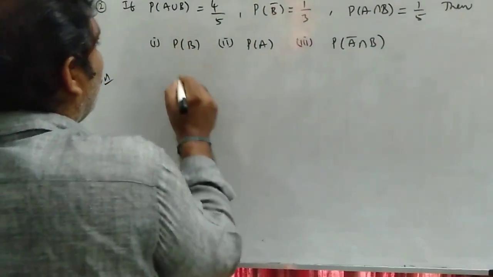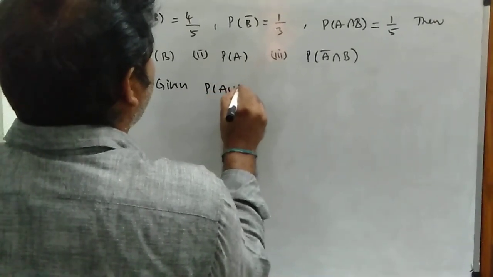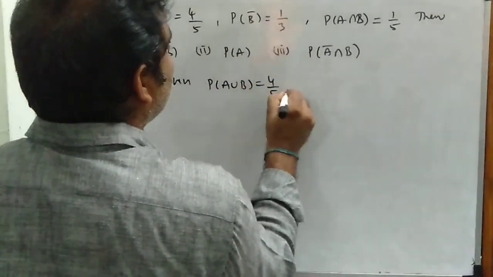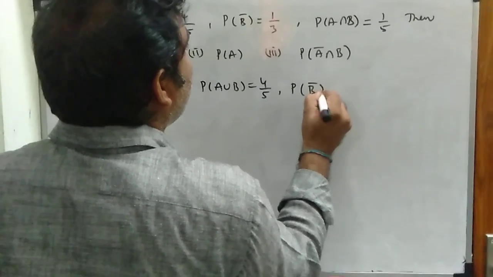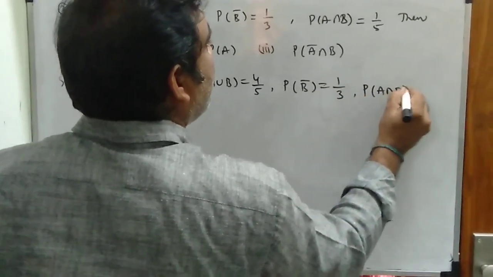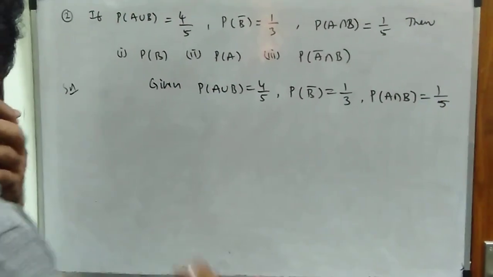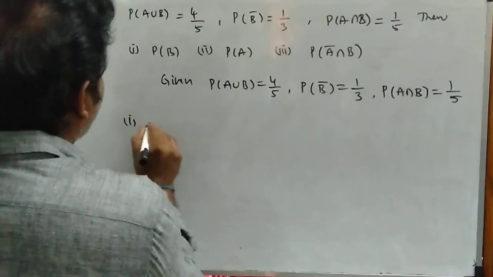Very simple. Given P of A union B is 4 by 5, P of B complement is 1 by 3, and P of A intersection B is also given as 1 by 5. Now what is the first one to calculate?